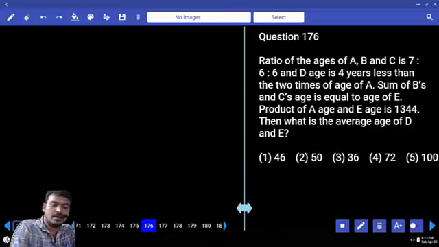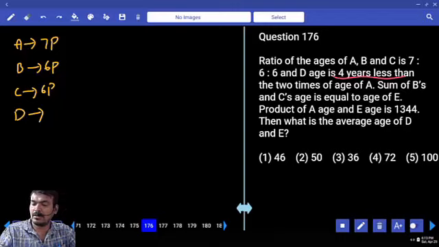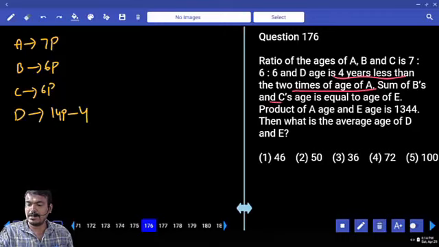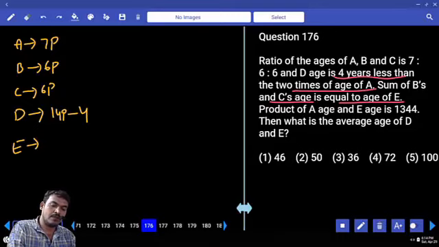age of A. A is how many parts? 7 parts. B is 6 parts. C is how many parts? 6 parts, sir. D's age is 4 years less than 2 times A's age. 2 times of A means 14 parts. Compared to 14 parts, 4 lesser. Next, the sum of B and C's age is equal to E. Then E value is 12 parts.